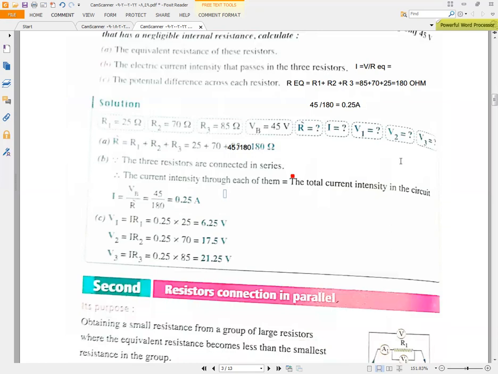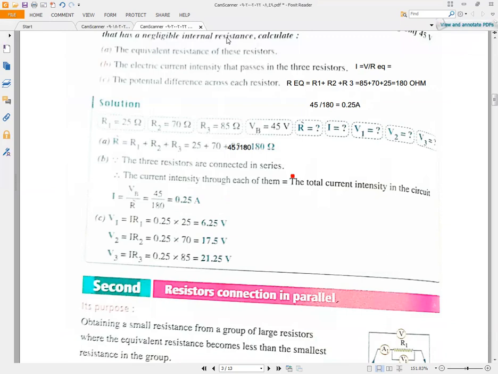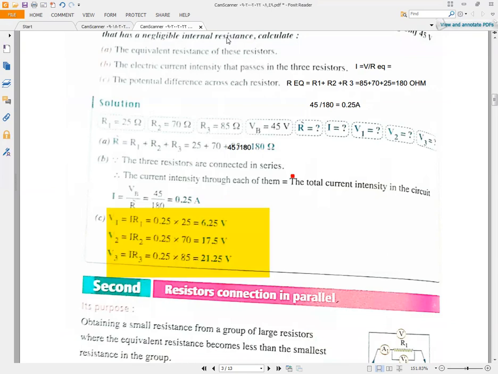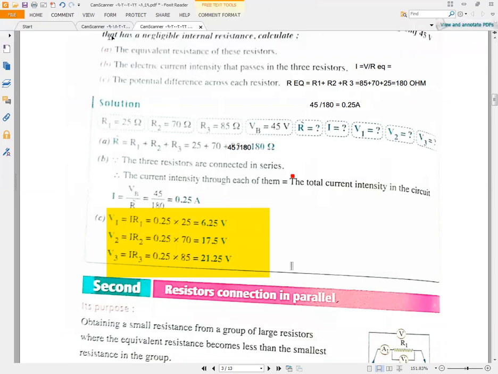If you want to make a check for the value of the battery, calculate this value of the voltage. It must equal what? It must equal 45 volt. The total voltage equals 45 volt. It's a summation of them.